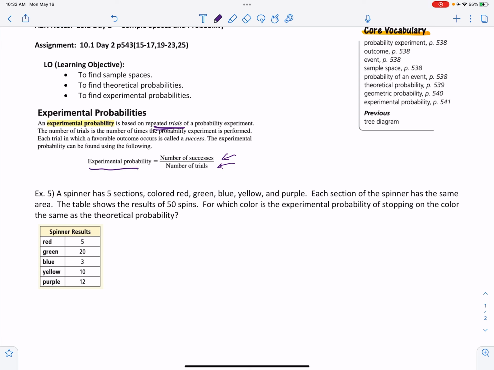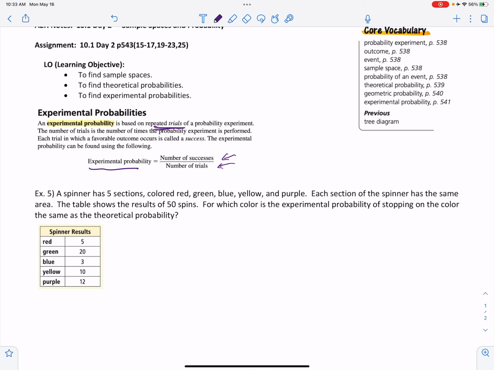Experimental versus theoretical. In this example 5, a spinner has 5 sections colored red, green, blue, yellow, and purple. Each section of the spinner has the same area. That means each of those colors has 1 out of 5 possibilities. They're equally likely. And then the table shows the results of 50 spins.